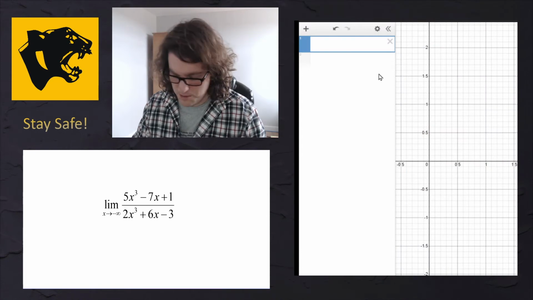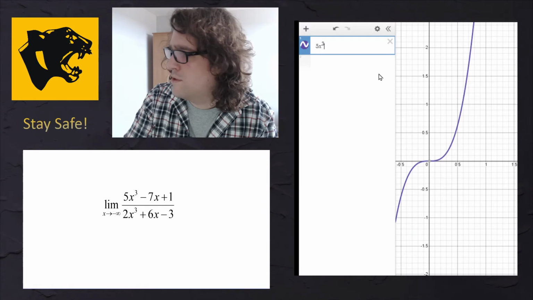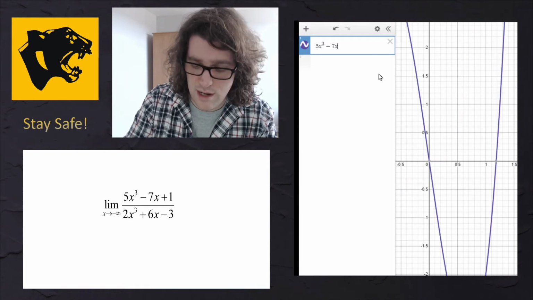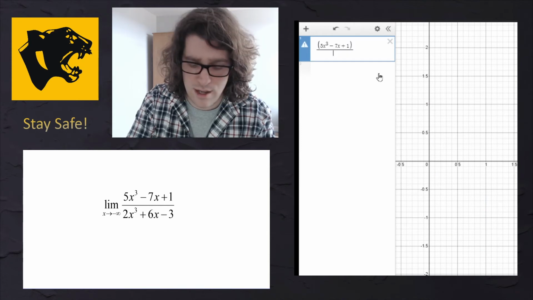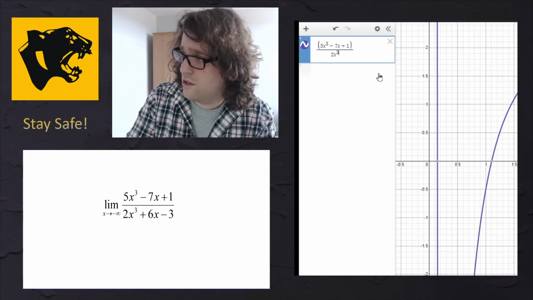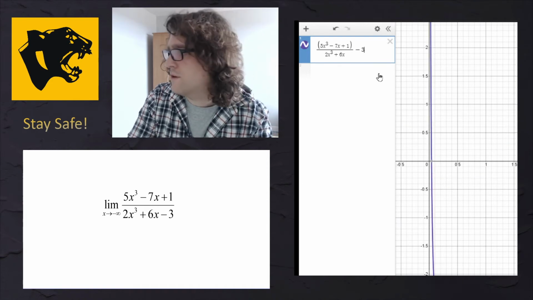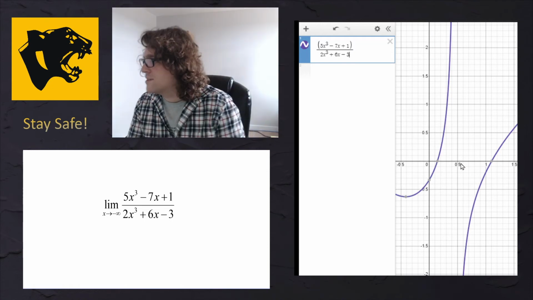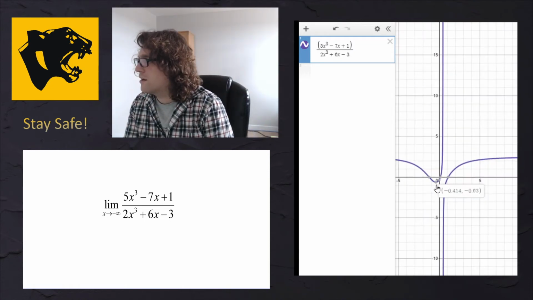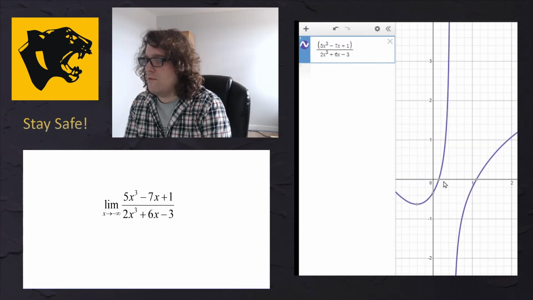And so I'm going to do a little thing over here where I show you this particular function. This is 5x cubed minus 7x plus 1 in brackets, divided by 2x cubed plus 6x minus 3. All right, so this is this lovely little thing that we are currently dealing with. Pretty.